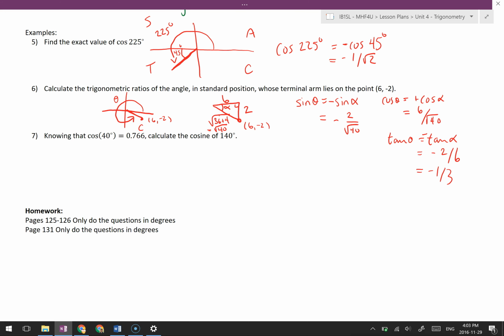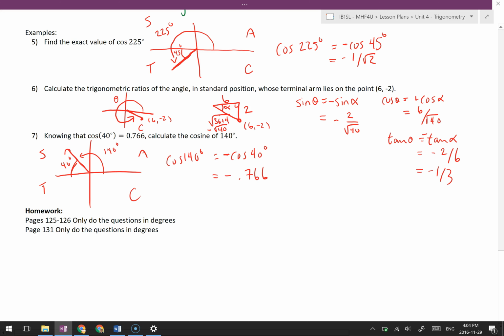So lastly, this question says the cos of 40 degrees is 0.766, and it wants you to calculate the cosine of 140. Okay, 140 falls right here, 140 degrees, but its reference angle is 40 degrees. So the cosine of 140 is going to be the cosine of 40 degrees, but we are in quadrant 2 where cosine is negative. So we just put a negative sign in front of that cos 40. This is negative 0.766.